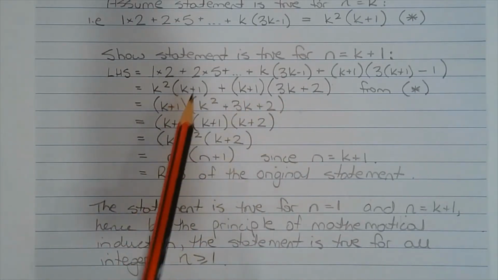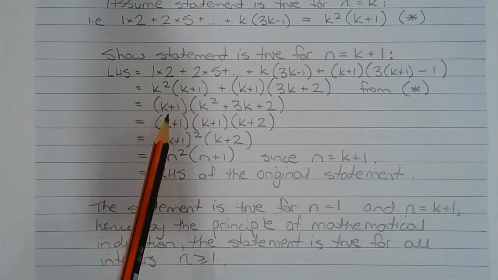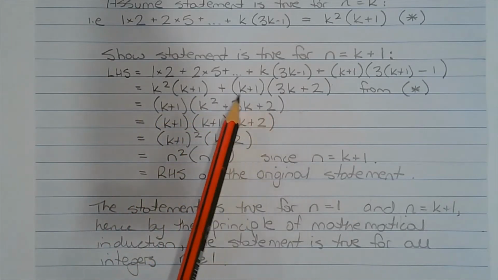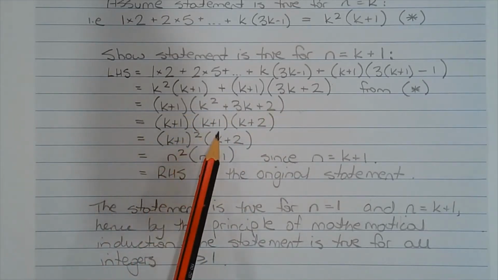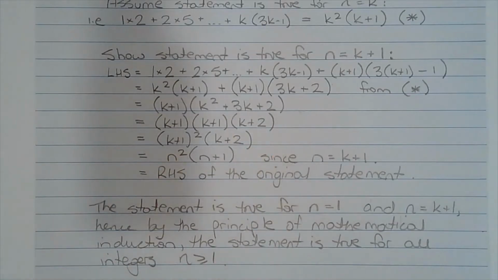Factorising out k plus 1, the left-hand side is equal to k plus 1 outside of k squared plus 3k plus 2. And factorising this monic quadratic, we have the left-hand side equal to k plus 1 multiplied by k plus 1 multiplied by k plus 2. And that equals k plus 1 all squared multiplied by k plus 2. And that equals n squared multiplied by n plus 1, since n equals k plus 1. And that equals the right-hand side of the original statement.